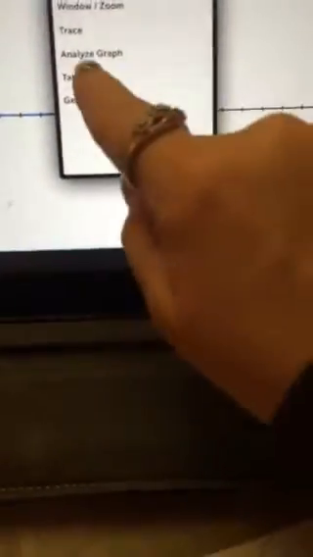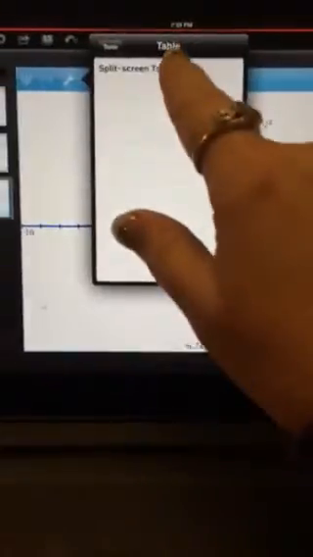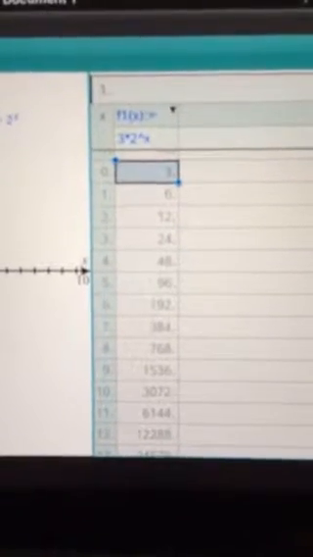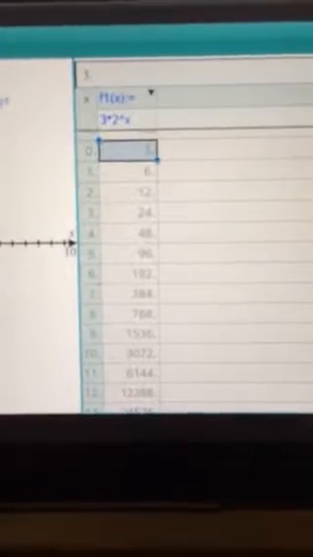It's going to give me a graph, and I have to use a little bit different keystrokes to get to my table, but you can get to your table. We can copy down our values. When x is 0, y is 3. When x is 1, y is 6. When x is 2, y is 12. When x is 3, y is 24. And when x is 4, y is 48. Okay? So I have these values put into my table.